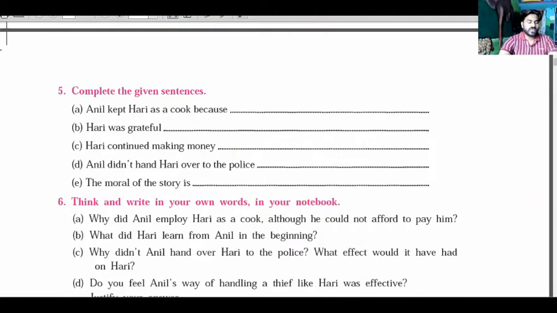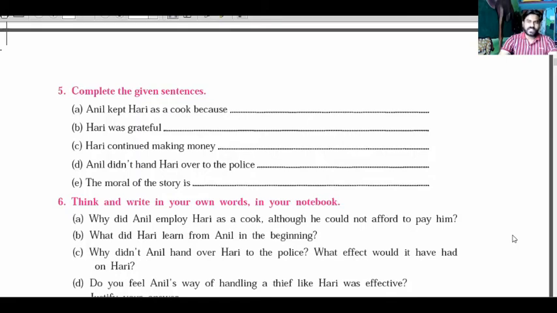So we have to complete the sentences. There are some blank spaces and I will solve them here also. First, Anil kept Hari as a cook because, why did he keep him there? Because he wanted a cook there, and he wanted to teach him to write and read and give him some money. Okay, so this is the first answer.